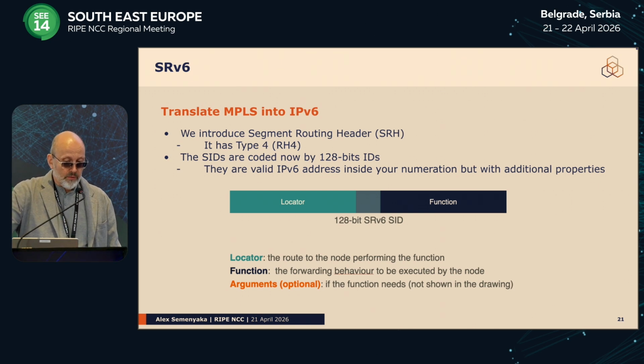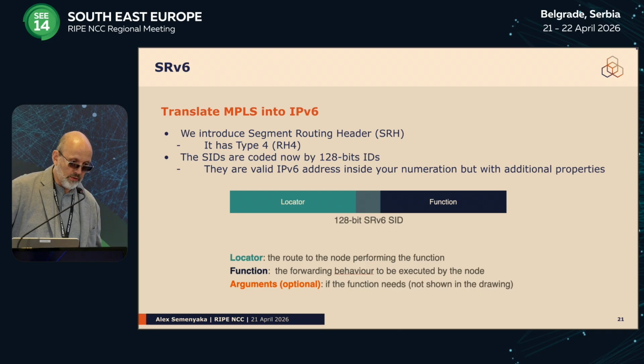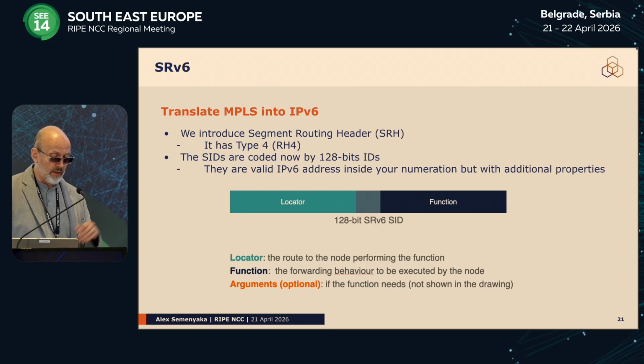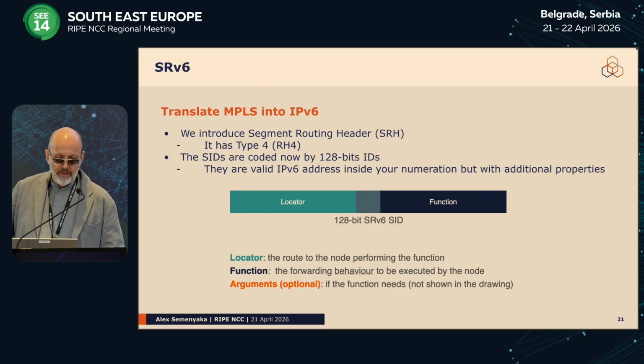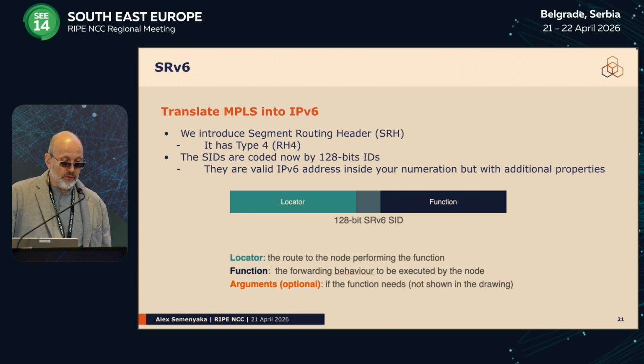And now we introduce the routing header type 4, which is called segment routing header, SRH. And now our segment IDs are IPv6 addresses. In the traditional segment routing with MPLS, we had 20 bits. Here we have much more bits. In general, we have 128, but of course, these addresses should be in our address space, so the real amount of bits to operate is a little bit less. But still, it's a huge size.